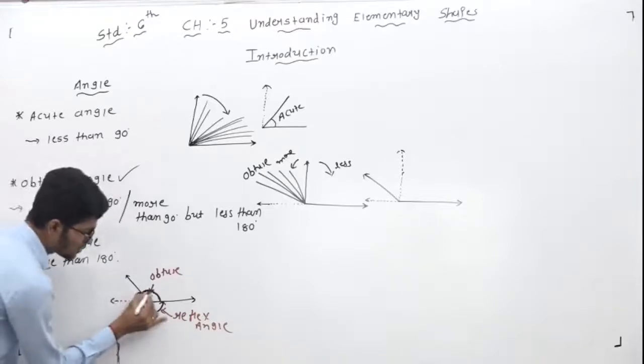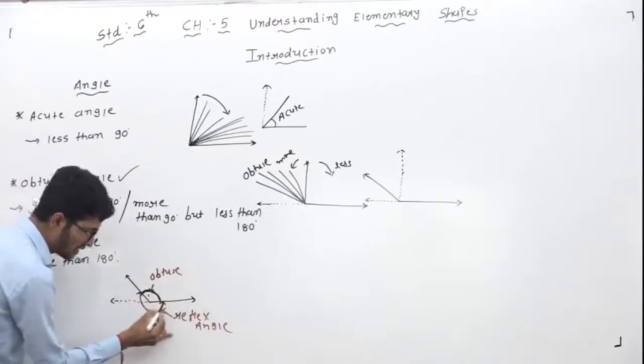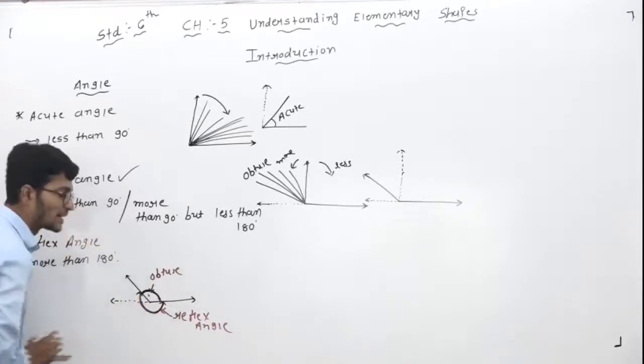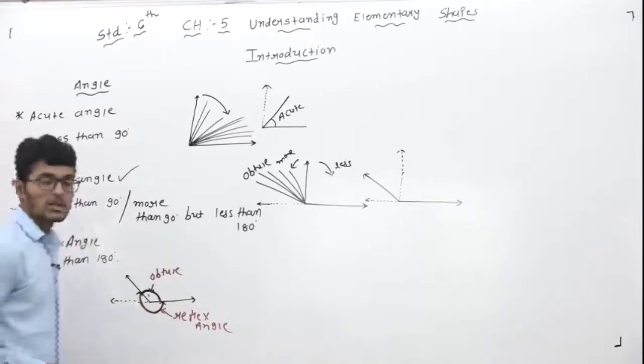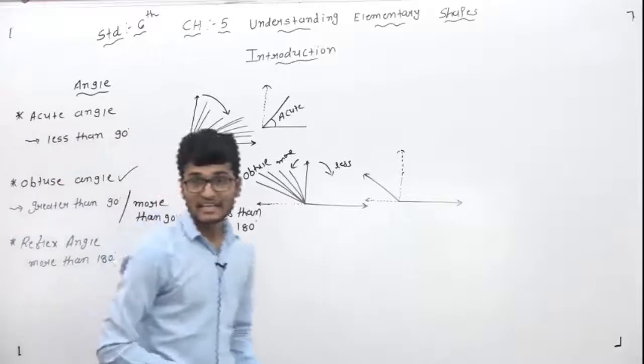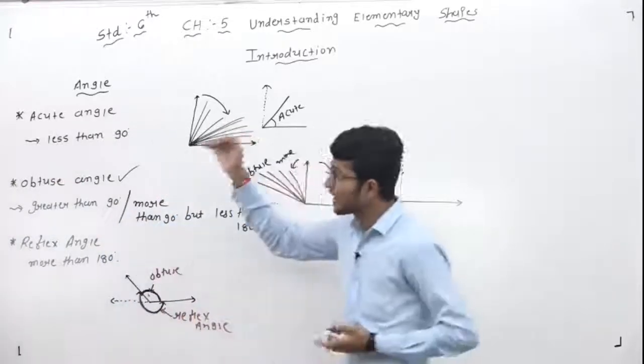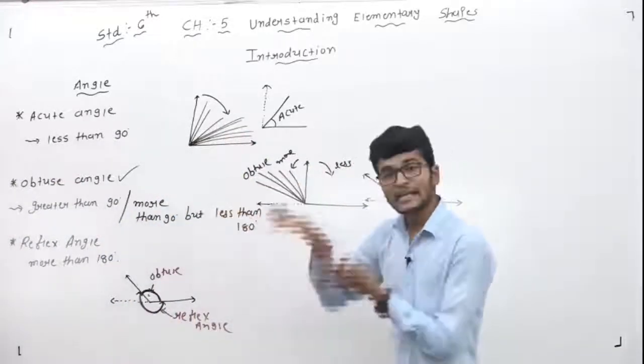So see, this one is the obtuse angle, you are right, but this angle is the reflex angle. Why? Because this one is more than 180 degrees. So understand, students, what the acute angle, obtuse angle and reflex angles are.